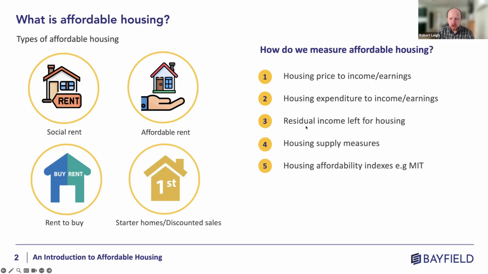So you can cut expenditure if you need to. Point 3 is our residual income left for housing, and that's looking at after we pay all our bills, how much money is left from our income to pay for housing, be that rent, mortgage payments, or any other bills associated with the house. So some measures will be used for residual income.